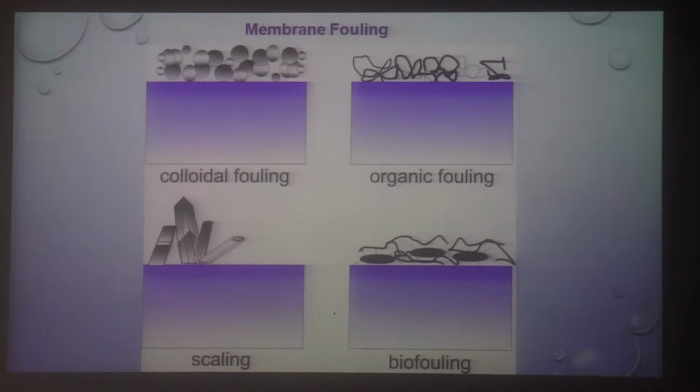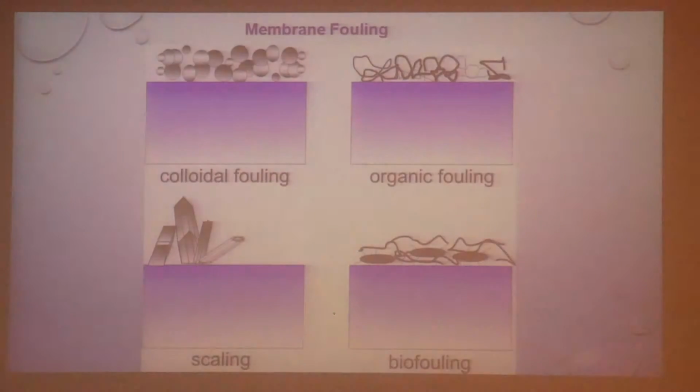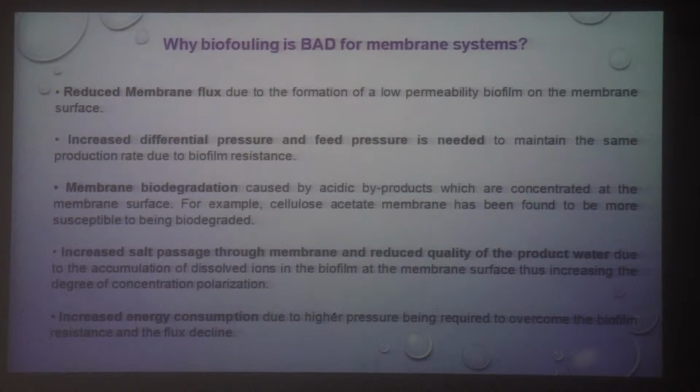Now, membrane fouling in general has four types: colloidal fouling, organic fouling, scaling, and biofouling. In the biofouling process, bacteria form biofilms. Now, why is biofouling important? Is it really bad for membrane systems? Yes, it is. Why? Because first of all, it reduces the membrane flux. It increases the differential pressure and feed pressure. The membrane is degraded. It increases the salt passage, thereby reducing the quality of purified water, and lastly, it increases the energy consumption.